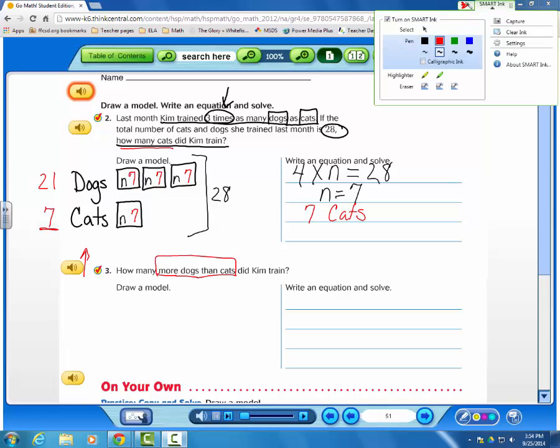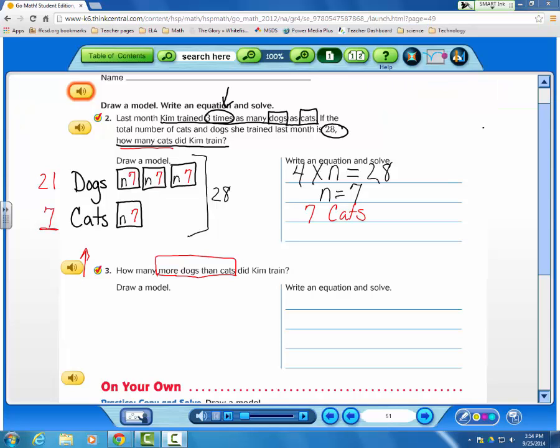So let me switch back to black here. And we're going to use the diagrams or models that we drew in chapter 1. We start with the dogs again, and then cats. And this time we can put the amount that we figured out in. The dogs, there were 21. The cats were 7. And what we're looking for is right here, and that is the difference.